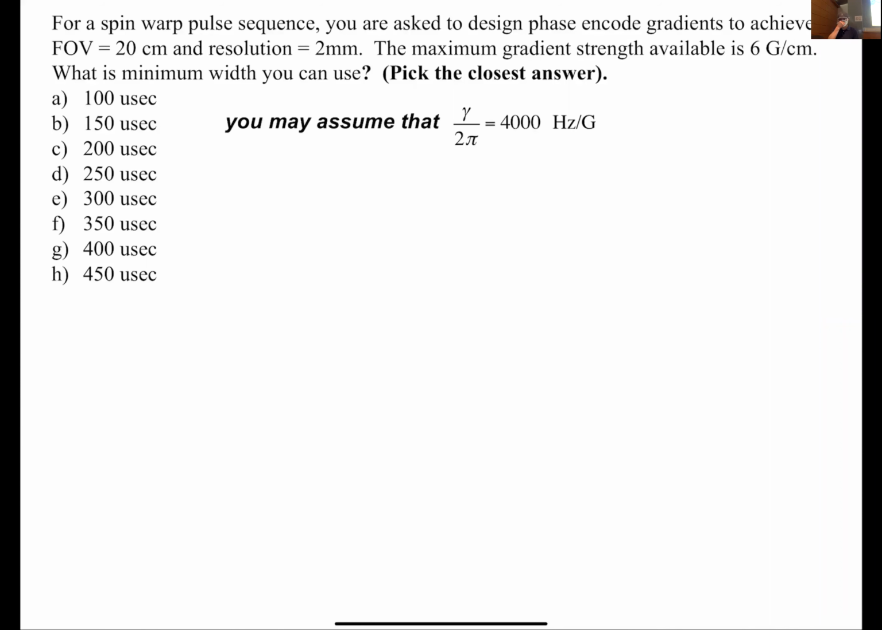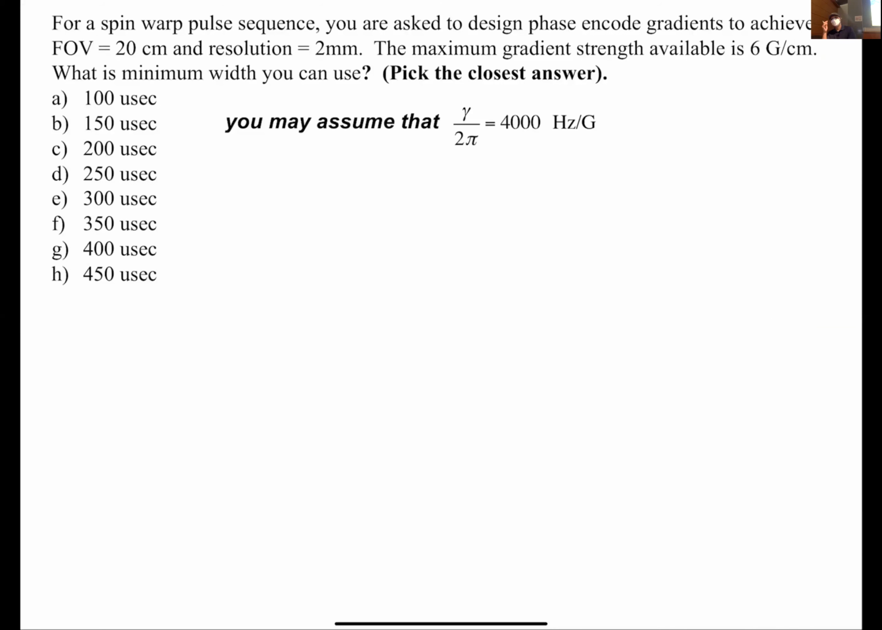There's someone online who's answering these in 10 seconds, so probably watching last year's videos. Okay, so let's take a look at this. I think this is a good problem to go through because this is a slightly different design criteria, where you're looking for a minimum width, okay?